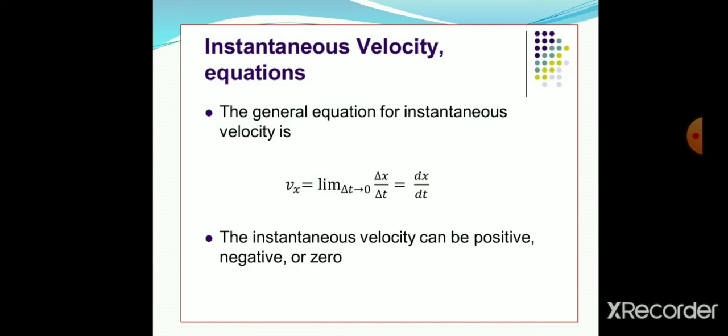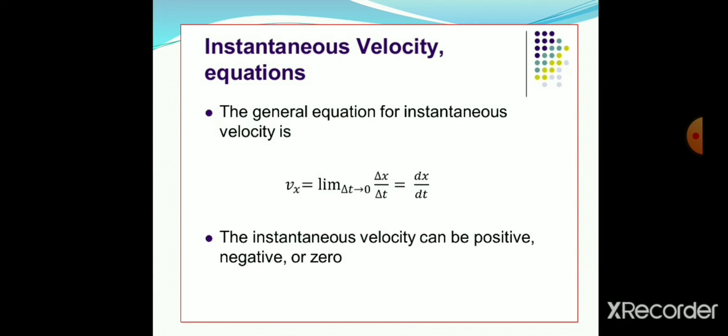So the general equation for instantaneous velocity is given by Vx equals limit delta t tends to 0 of delta x by delta t, which is written as dx by dt. That is, the points A and B in the previous graph will approach each other when delta t tends to 0. At that time, if we calculate delta x by delta t, you will get the instantaneous velocity.